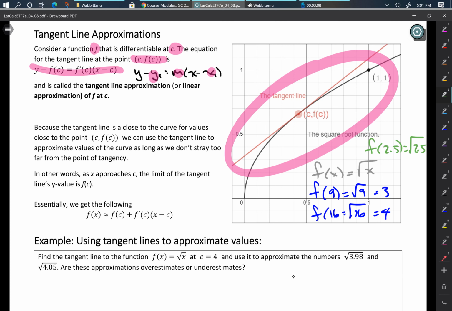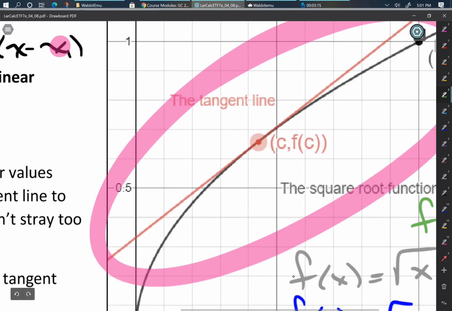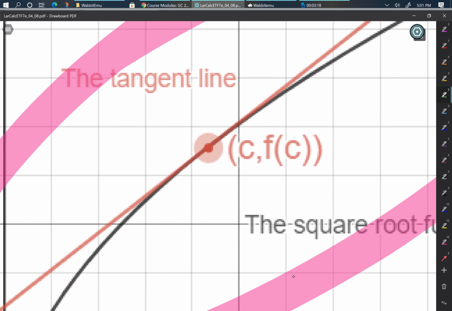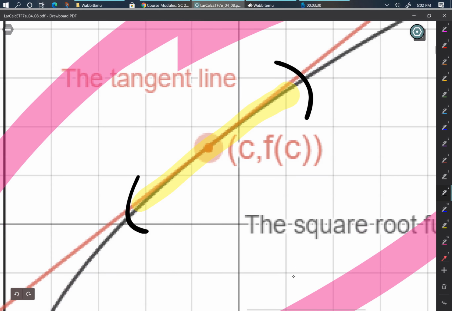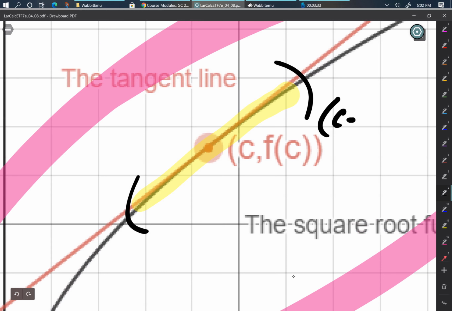So what we're going to do right now is something called a tangent line approximation. The argument that we're going to make is that because the tangent line is close to the curve for values close to c, for some interval from c minus a little bit, which we'll call delta x, to c plus a little bit, that tangent line is close enough to the curve that if we use the tangent line as an approximating tool, it won't be off by that much, and it would be a reasonable approximation.